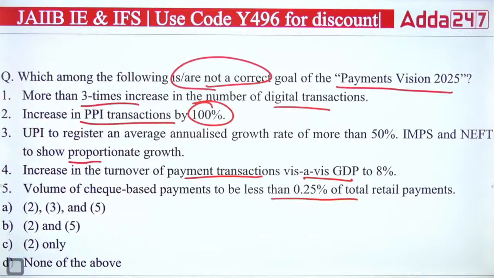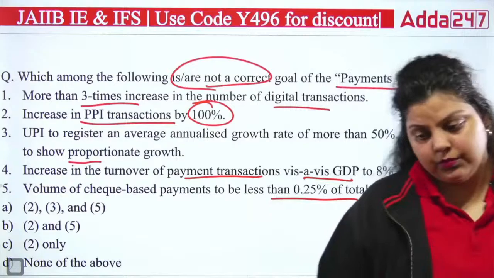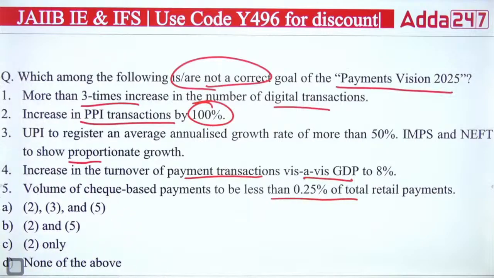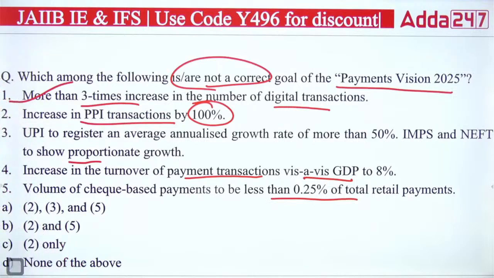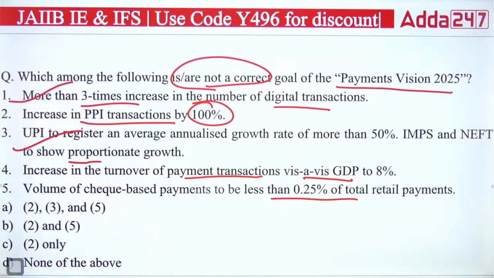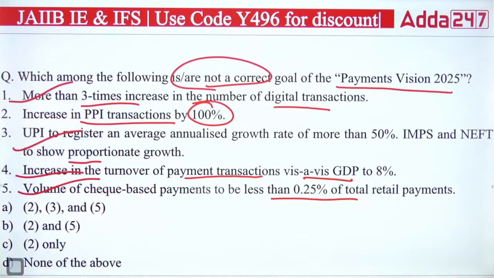So out of these, you have to answer which of the following is not a correct goal of your payment vision 2025. A, B, C or D. Let me know which of the following is correct here. So not a goal. The first is a goal that we want more than 3 times increase in the number of digital transactions. Third is correct, UPI to register an average annualized growth rate of more than 50%. Fourth is also correct, we want to increase the turnover of payment transactions. Fifth is also correct, volume of check-based payments to be less than 0.25% of total retail payments.